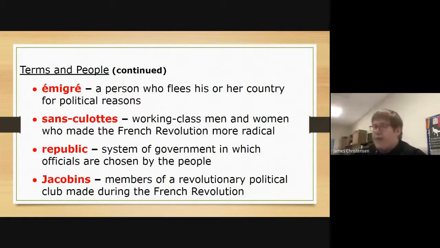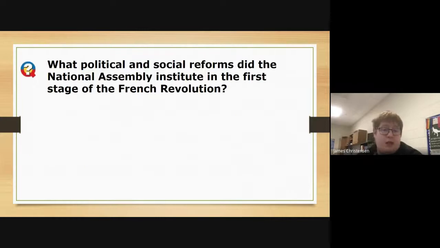The Republic, or a system of government in which officials are chosen by the people. The Jacobins, essentially a revolutionary political club made during the Revolution.